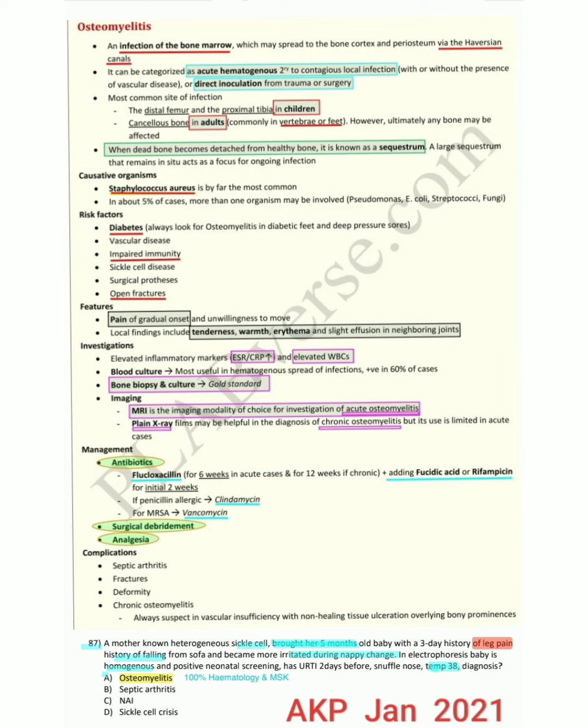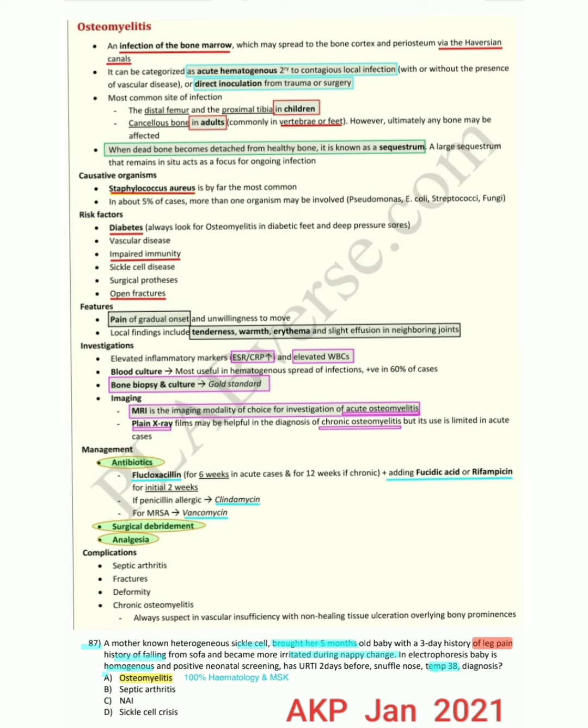Blood culture is most useful in hematogenous spread of infection, positive in 60% of cases. Bone biopsy and culture is the gold standard. Imaging: MRI is the imaging modality of choice for investigation of acute osteomyelitis. Plain X-ray films may be helpful in the diagnosis of chronic osteomyelitis, but their use is limited in acute cases.